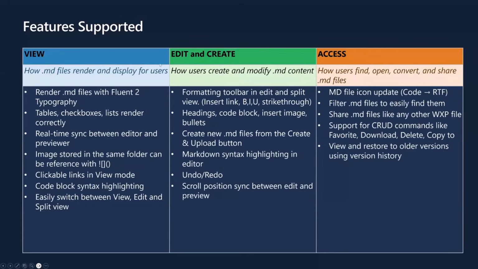We have 3 feature categories: how you view Markdown files, edit, create, and access across OneDrive and SharePoint. I'm just going to pause here and let you absorb this slide, and then move to our last slide for any feedback that you may have.